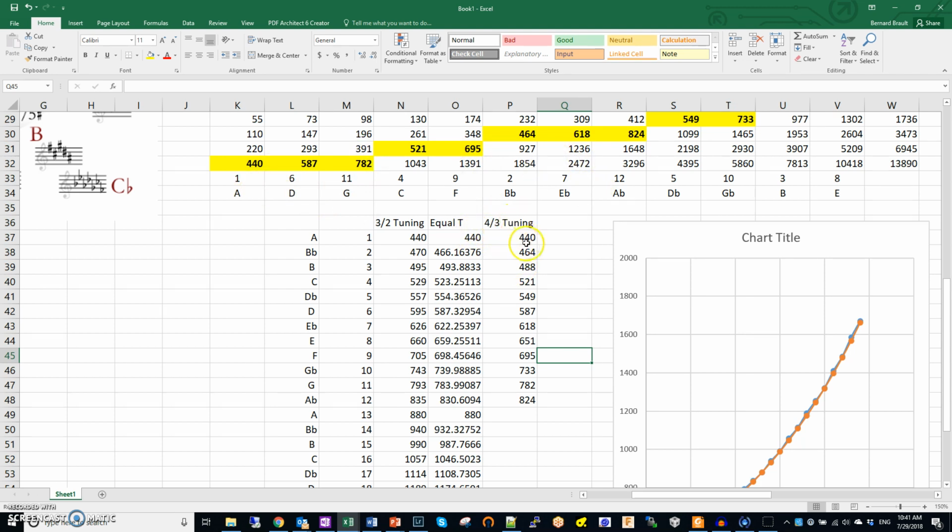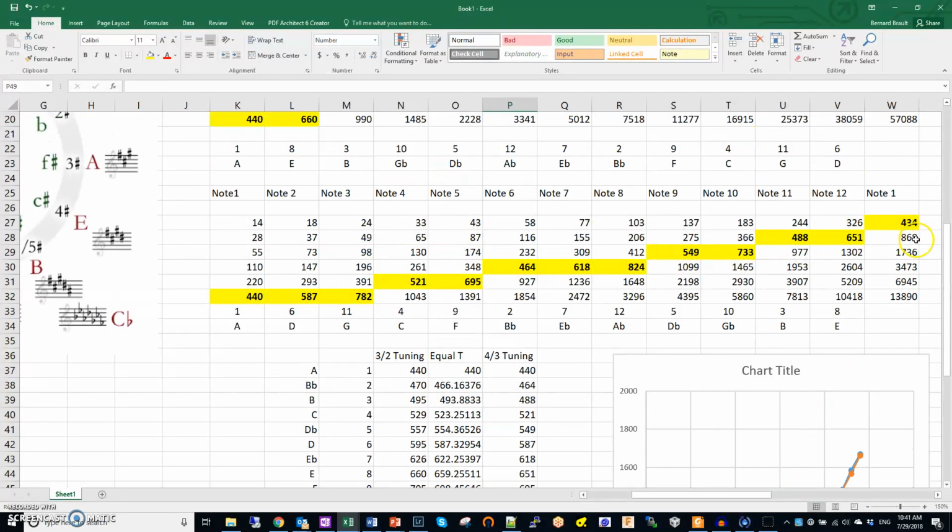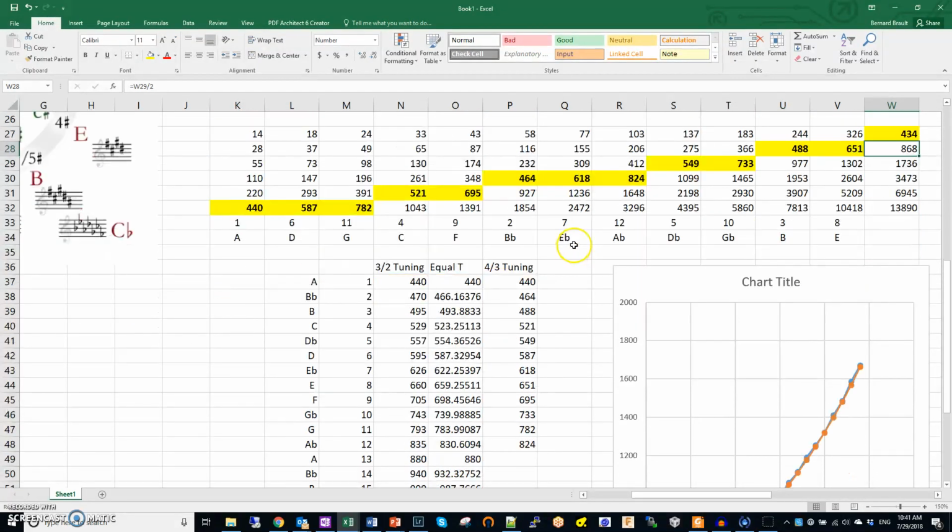So you see, by using this sort of 4/3 method, and that's why I called it 4/3 tuning here, I get 440, 464, 488, and so on, and all the way down. Of course, I have the same problem as I had in the original video, where once I get the octave higher, if I use this number here, I'm going to get 868, and all of a sudden this is not going to be twice the frequency.